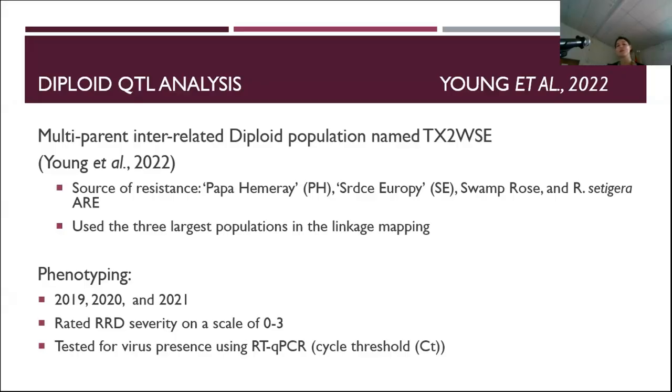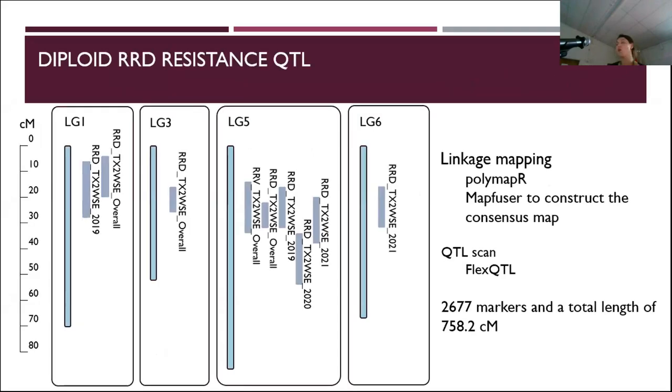And for phenotyping, it was from 2019 through 2021. We saw the severity scale in Dave's presentations. So severity, but they also phenotyped for virus presence as a CT value. And then here's an overview of what they found. She used MapPoly and MapFuser for the linkage mapping, and then FlexQTL for the QTL scan. If you see RRV at the beginning, that's for virus presence, versus RRD is for severity. And then you can see the years versus overall.